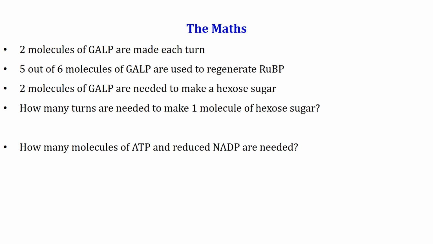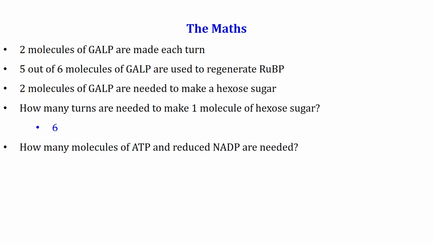So, if 2 GALP molecules are needed to make 1 hexose sugar and only 1 out of every 6 GALP molecules is available for making sugars, then how many turns of the Calvin cycle are needed to make enough GALP for a single hexose sugar? The answer is 6 turns, because 6 turns will produce 12 GALP molecules and 2 of those can go towards making the sugar, while 10 are recycled to regenerate RuBP.